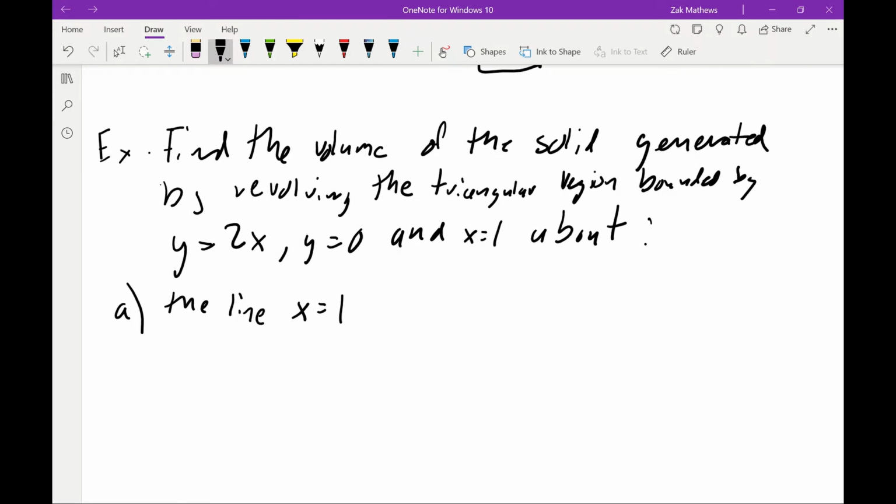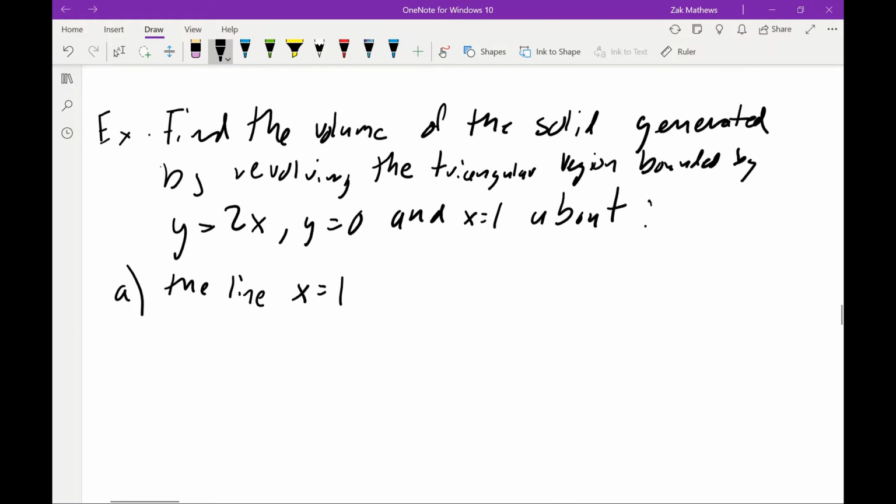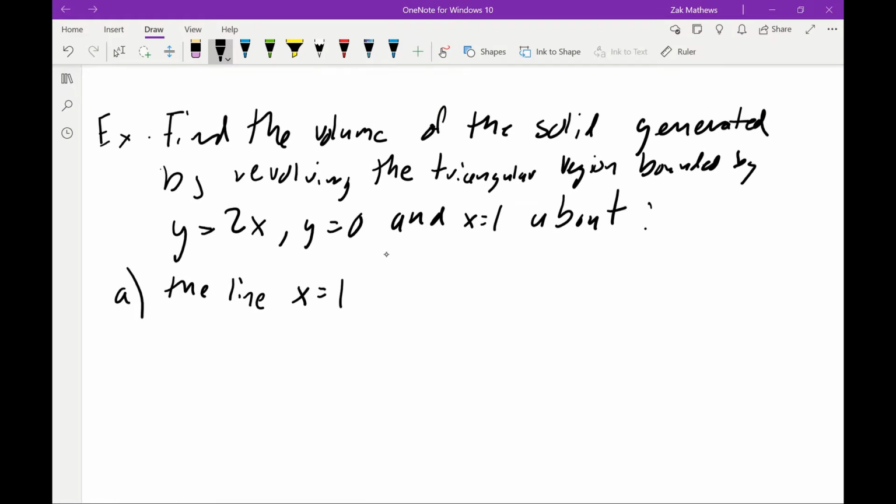We can still get an answer using the same ideas. So, volume generated by the triangular region. Well, let's start by picturing what that region looks like. We have y is equal to 2x, we have y is equal to 0, and we have x is equal to 1. So we have this image right here. Well, we need to figure out what we're rotating about first. So let me put that rotation axis on there. We're rotating about the line x is equal to 1. We're rotating about this thing right here.